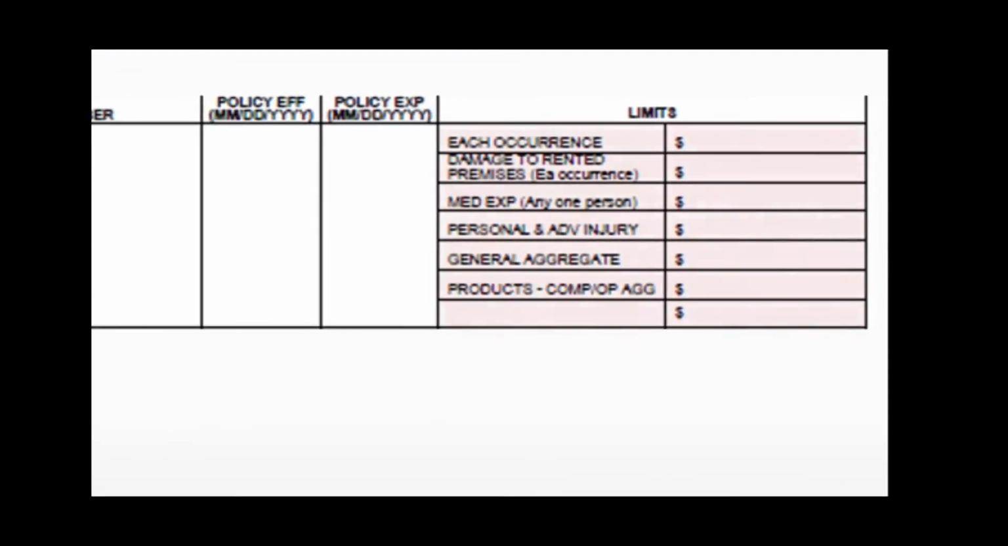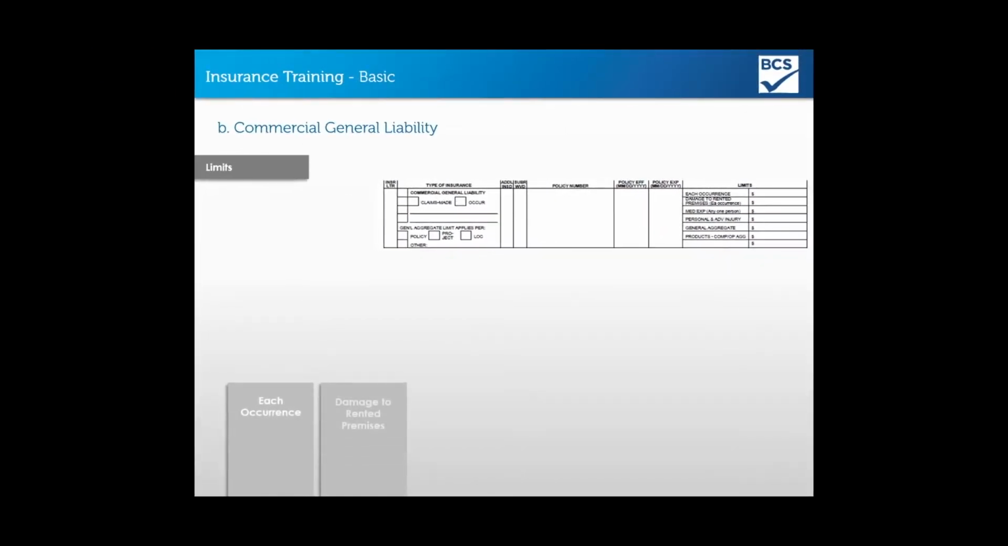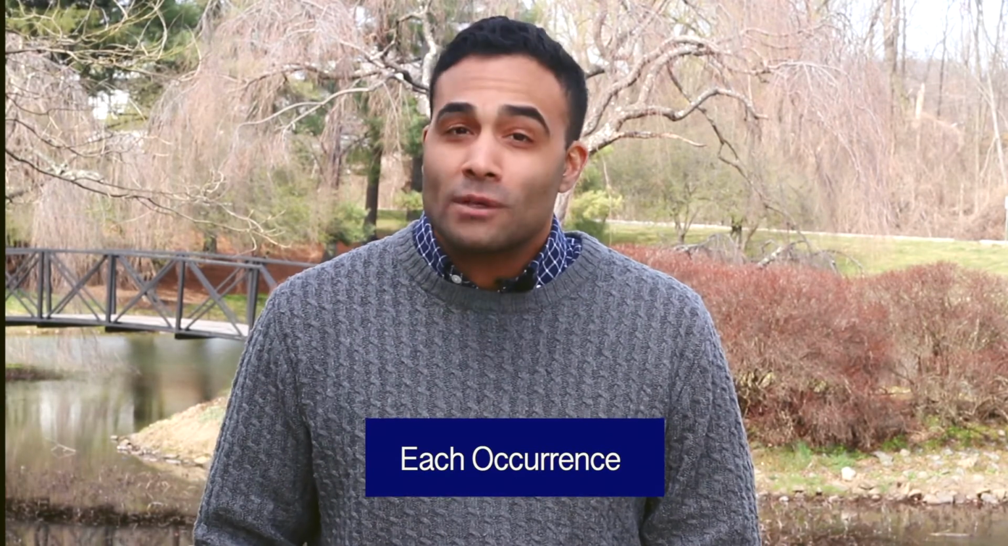Now, let's talk about the general liability limits. These amounts refer to how much the insurer will be responsible to cover for specific events. Each occurrence, damage to rented premises, medical expense, personal and advertising injury, general aggregate, and products completed are all specific limits included under the Commercial General Liability policy. Let's start with each occurrence. This limit refers to the total amount the insurance company will pay per claim each time a claim occurs.